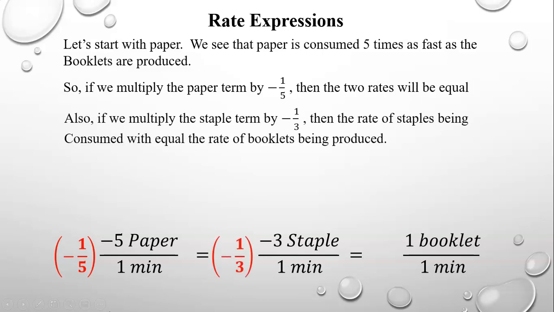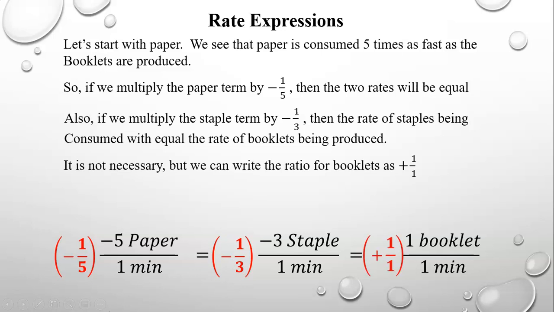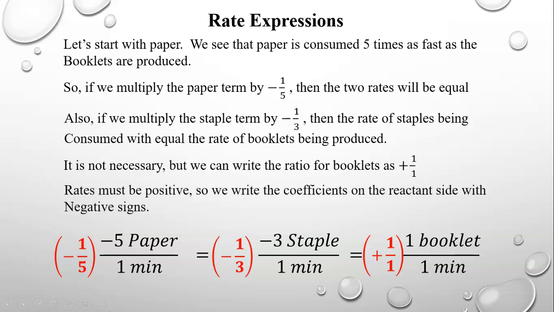Also, if we multiply the staple term by -1/3, then the rate of staples being consumed will equal the rate of booklets being produced. And you can do the same thing with booklets, making it 1/1 positive because it's being produced. You don't really need to do that, but if you want to just go ahead and complete the idea there. So rates must be positive. So we write the coefficients on the reactant side with negative signs.